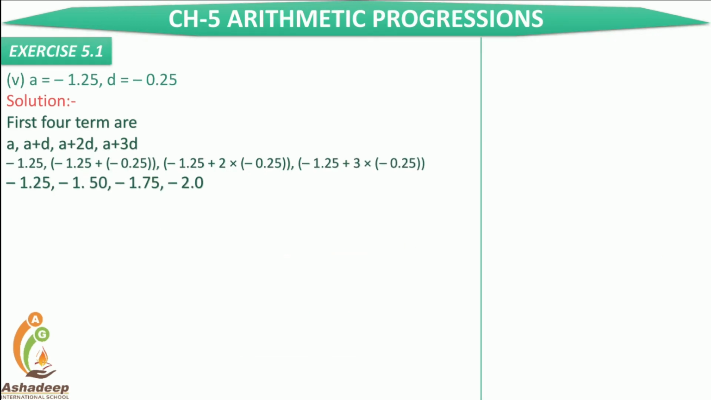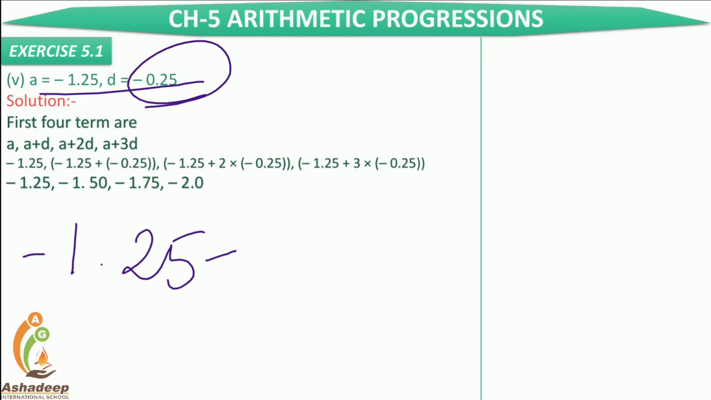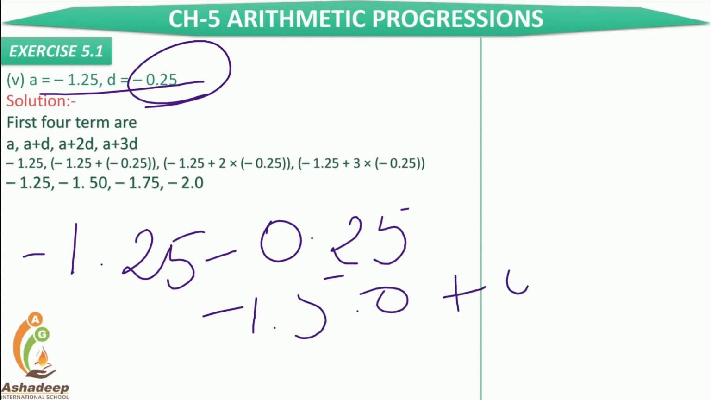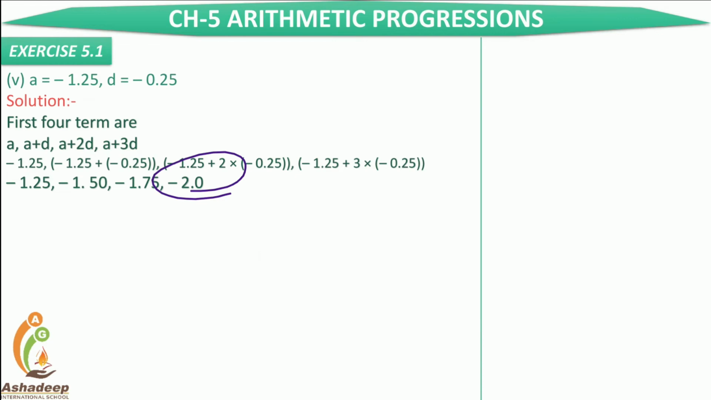Now question number 5. Right? Very simple. It is nothing but minus 1.25 and then we need to add minus 0.25. So minus 0.25 makes it minus 1.50. Now adding minus 0.25 again gives minus 1.75. In that manner you can proceed. You will get the last term, meaning the fourth term, as minus 2. Now let's move ahead.